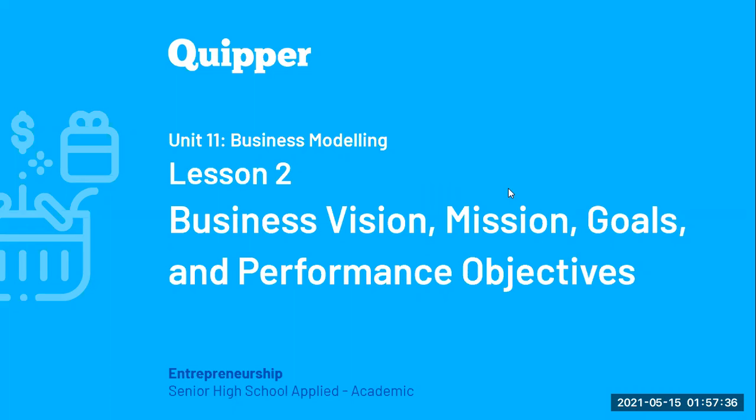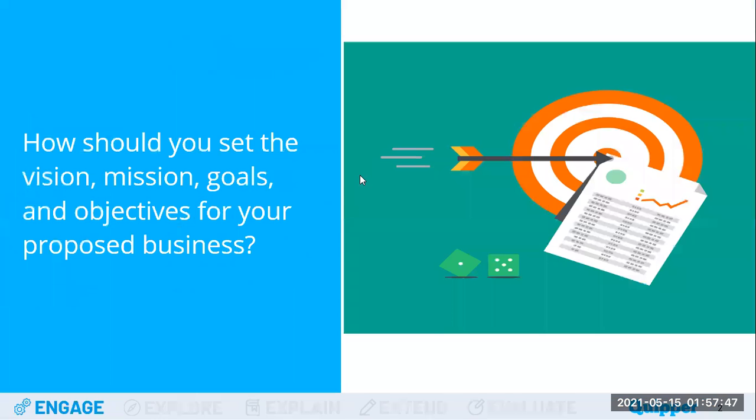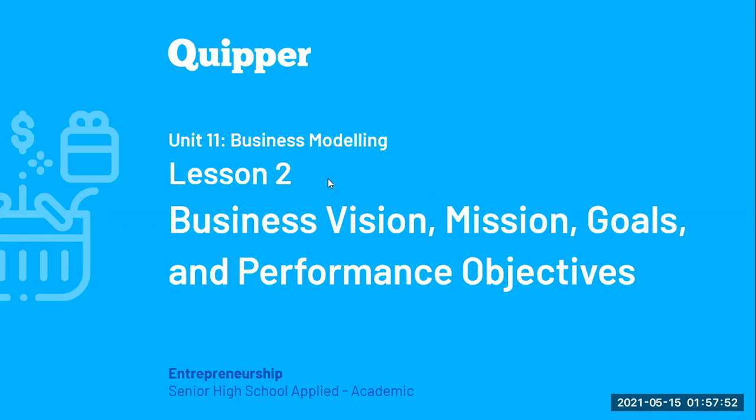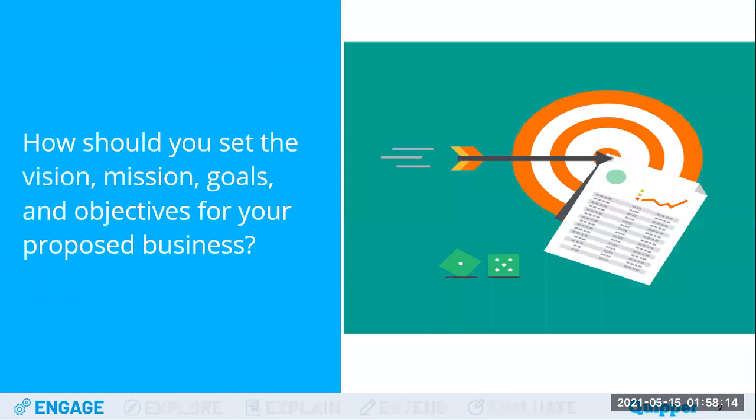Let's now proceed to Chapter 11 of Business Modeling, Lesson 2: the business vision, mission, goals, and performance objectives. I guess this is familiar to you, because we already discussed it in the third grading, on how to create the vision, the mission, and then what your goals and objectives should be. You can use this lesson on goals and performance objectives to prepare your Chapter 5, the short-term, long-term, and intermediate goals.